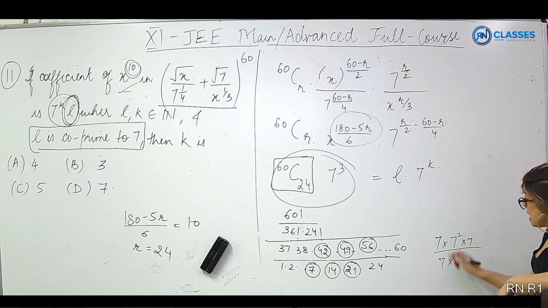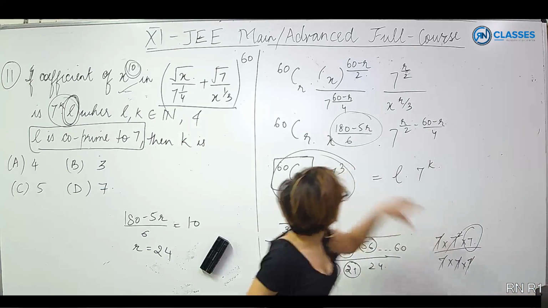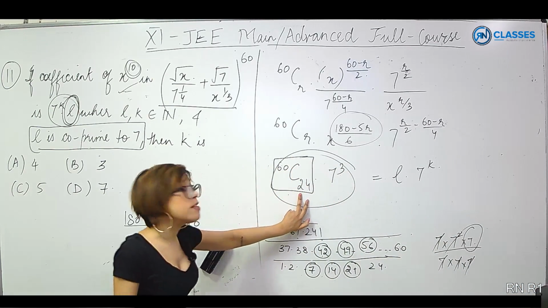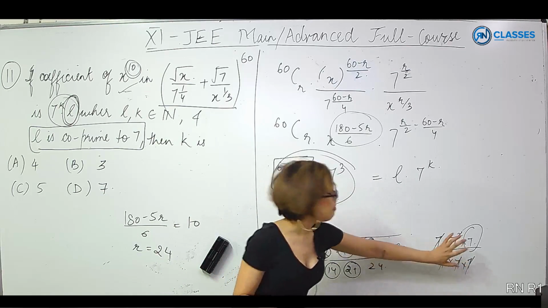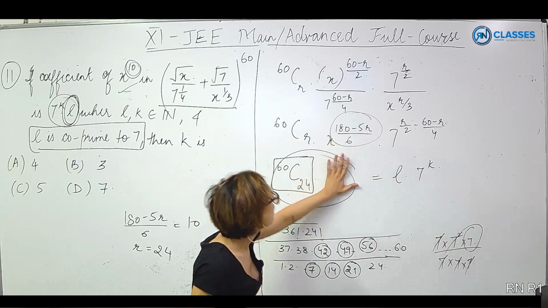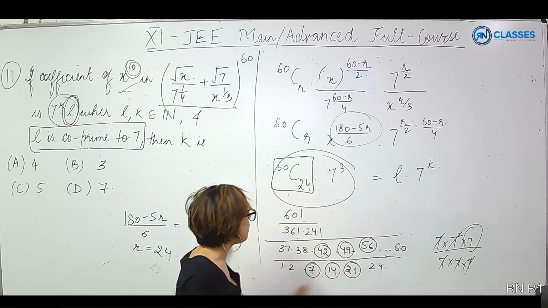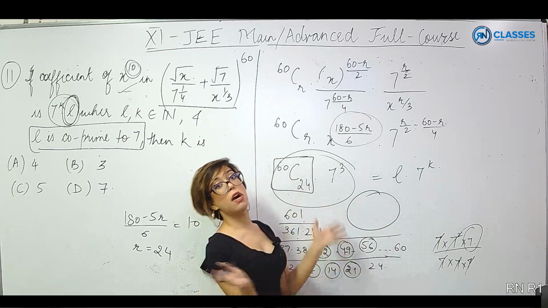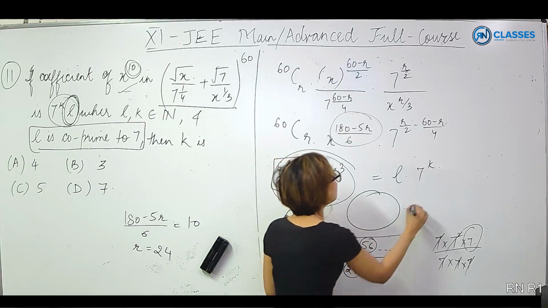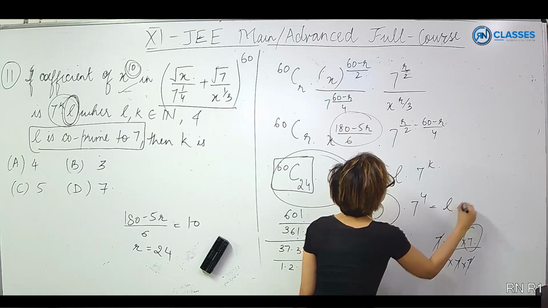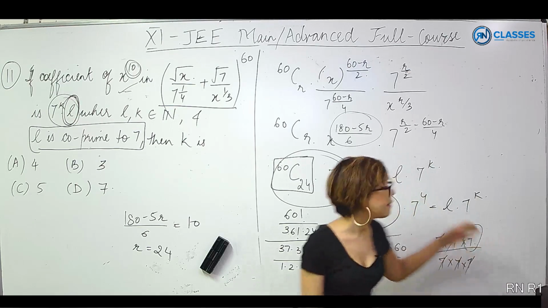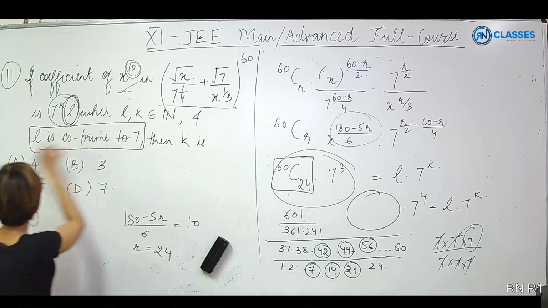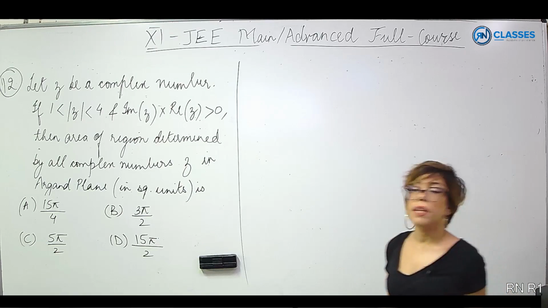As you can see, one factor of 7 is still here. That means this 60C24 is not co-prime to 7. This factor is there, so you pick it up and put it over here. Whatever the left number is, into 7 raised to power 4 is equal to L into 7 raised to power k. Whose value do you need? The value of k. Obviously that is 4. Alright, on to the next one.